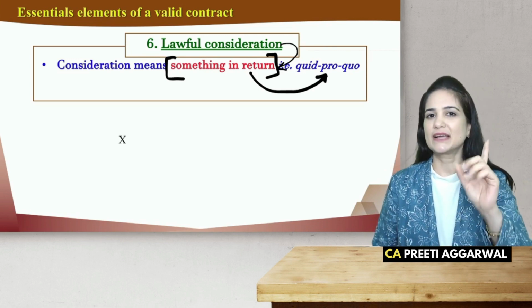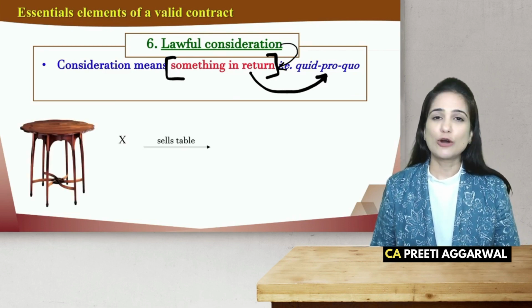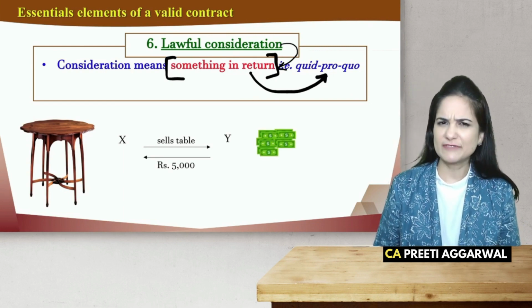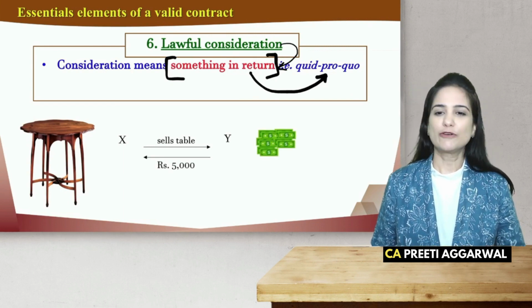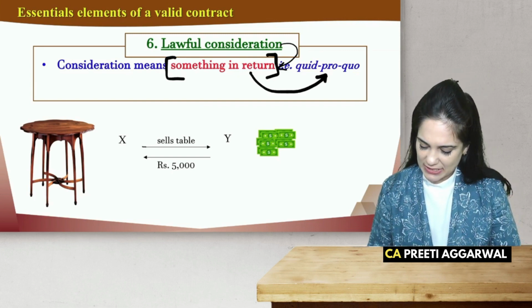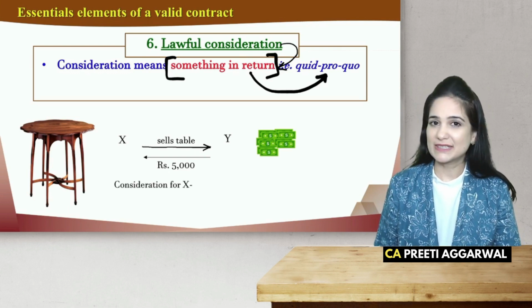Now let us understand consideration with the help of examples. X offers to sell a table to Y for rupees 5,000. Now, if X is giving the table, what is he getting in return? What is the consideration for X?